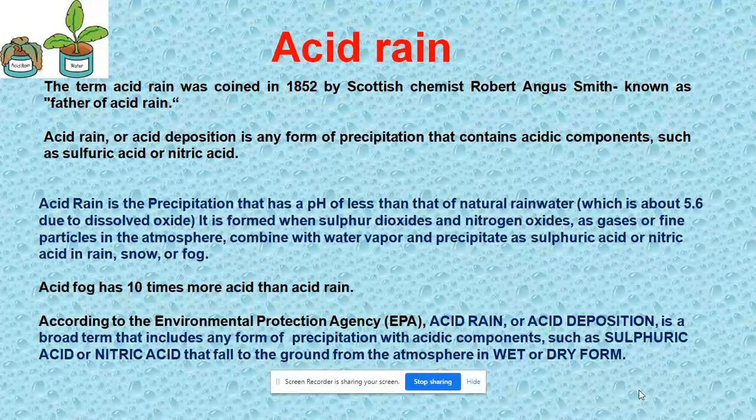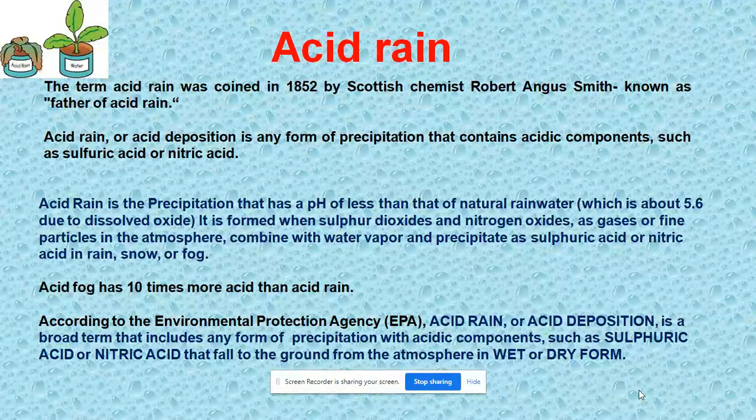Acid rain or acid deposition is any form of precipitation that contains acidic components such as sulfuric acid or nitric acid. Further, acid rain is precipitation that has a pH lower than that of natural rainwater. Natural rainwater has a pH of about 5.6 due to dissolved oxides. It is formed when sulfur dioxide and nitrogen oxides, as gases or fine particles in the atmosphere, combine with water vapors and precipitate as sulfuric acid or nitric acid in the form of rain, snow, or fog. Acid fog has 10 times more acid than acid rain, so it is more dangerous to the environment.